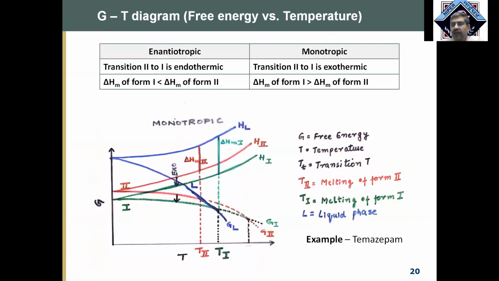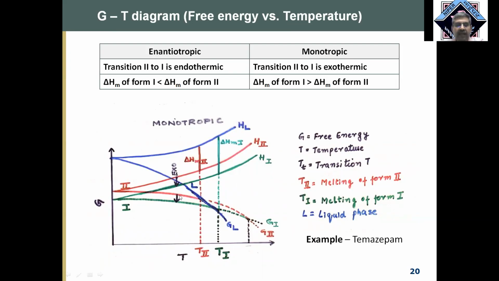Now we will look at the monotropic system. The monotropic system has these characteristics which we had discussed earlier as well. And these are the overlapped phase diagrams for form 1, which is shown in green color, and form 2, which is shown in the red color. The blue colored lines are for the liquid phase.